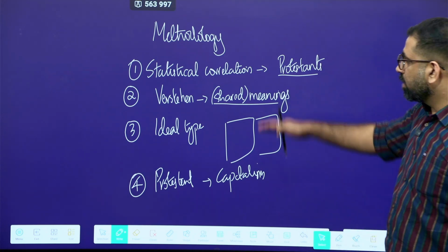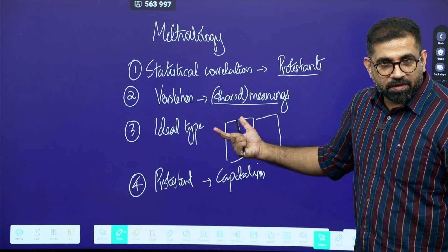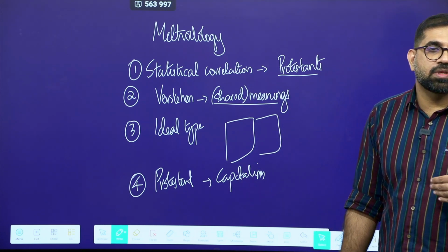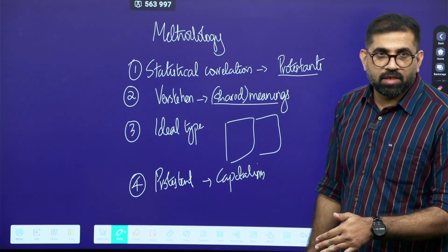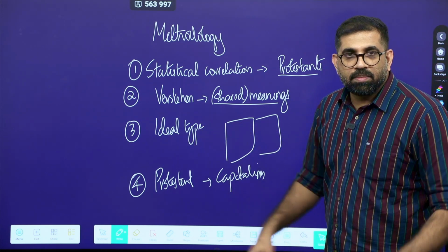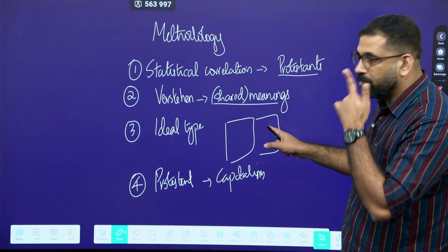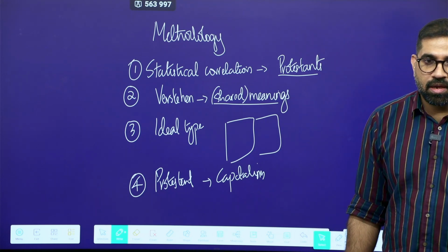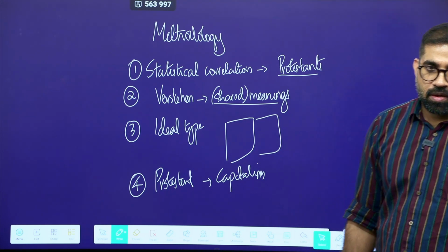Clear? So, these are some of the major steps. One is statistical correlation, then the Verstehen approach. By using the Verstehen approach, he was able to identify the shared meanings of capitalism and shared meanings of Protestantism. And based on the shared meanings, he created an ideal type of capitalism and Protestantism. And based on that, he came to the conclusion that Protestantism has led to the emergence of capitalism.